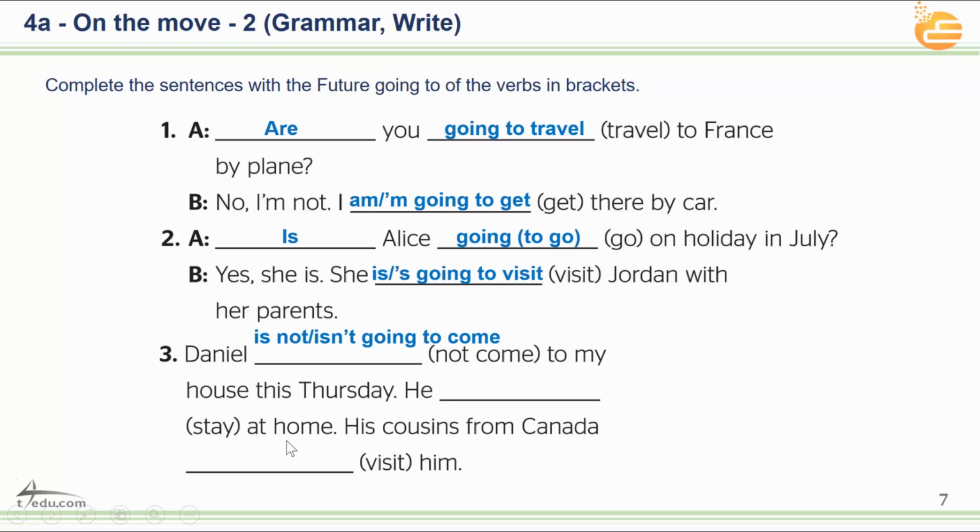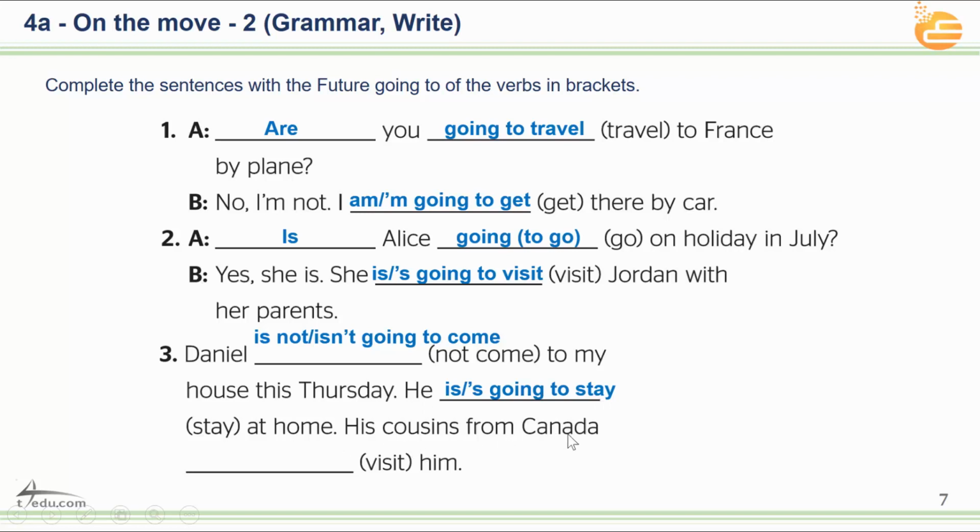He stay at home. What do you think? What should we say? He is going to stay. Very nice. He is or he's going to stay at home.